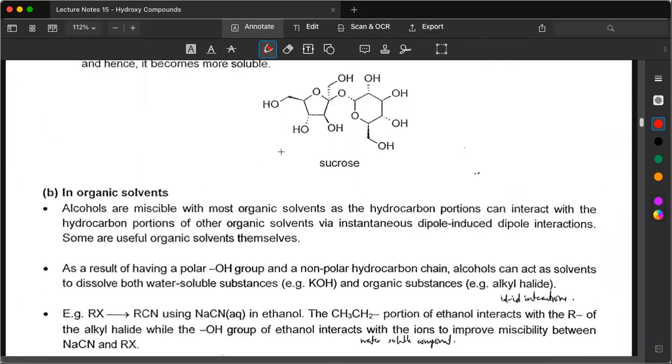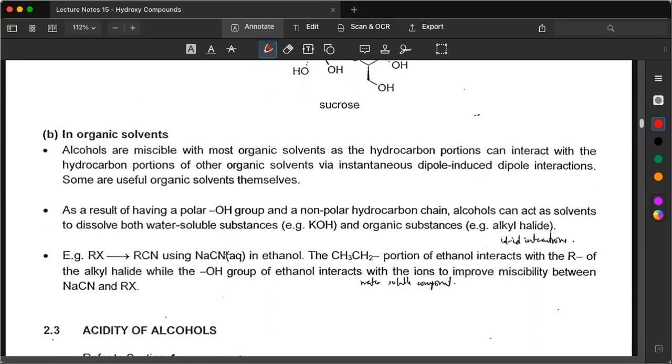In organic solvents, we expect alcohol to be miscible with most organic solvents, as the hydrocarbon portions can interact with the hydrocarbon portions of other organic solvents via id-id interactions. So alcohol can dissolve in water as well as organic solvents. As a result of having a polar OH group as well as a non-polar hydrocarbon chain, alcohol acts as a solvent to dissolve both water-soluble substances and organic substances.